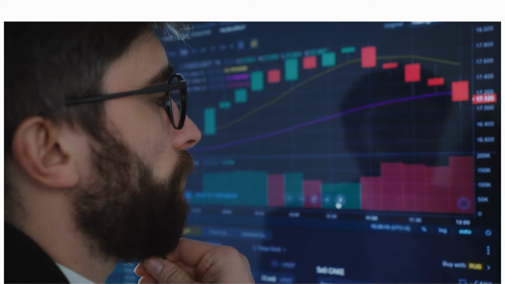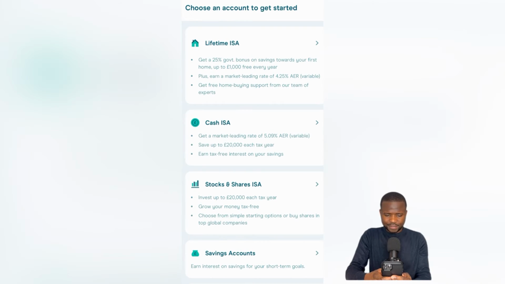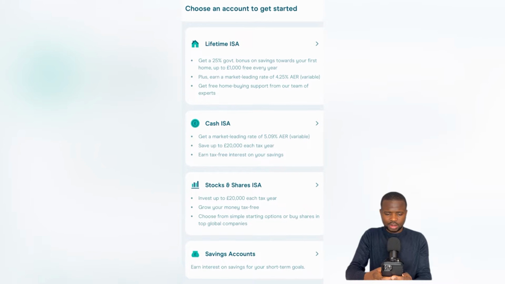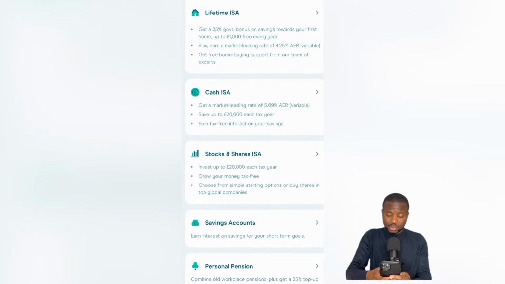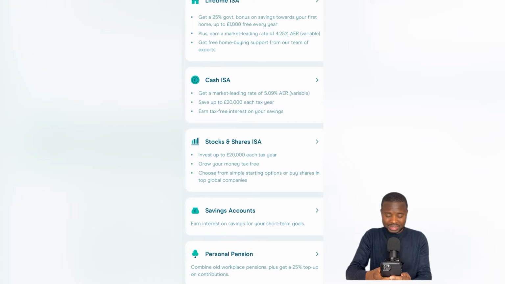So when you open the Moneybox, it gives you quite a few options. Yes. There's the lifetime ISA there, which obviously is the account that you use if you are trying to buy your first home in the UK. It allows you to save up to £4,000 each tax year. And the government pays you a bonus of up to £1,000 each tax year. So that is exciting. You must definitely use it if you're trying to buy your first home and you are under 40 years.